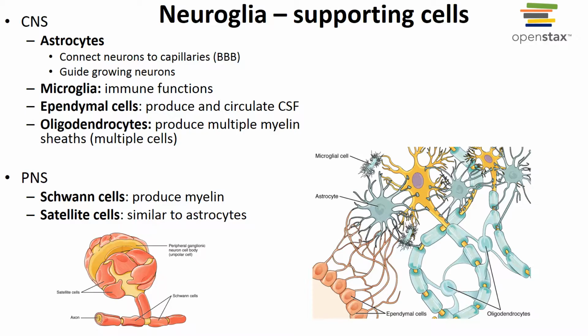The last type of neuroglial cell within the central nervous system is the epidermal cells. These cells line the central cavities of the brain and spinal cord, creating a barrier between the central nervous system cavities and the tissues surrounding the cavities. Epidermal cells assist in producing, monitoring, and circulating cerebrospinal fluid. They use their cilia to circulate the CSF within the cavities of the central nervous system.